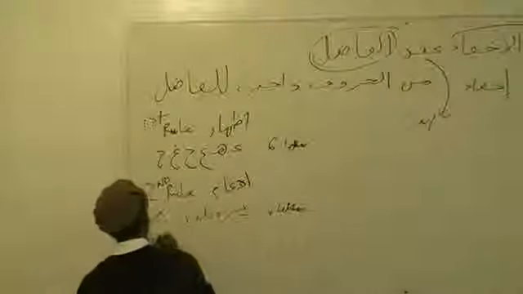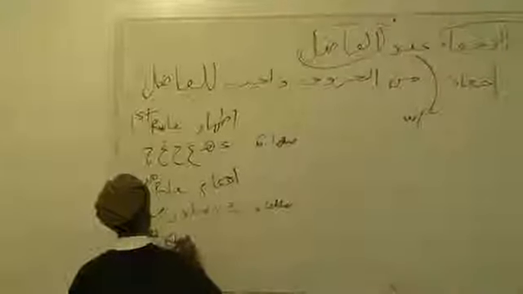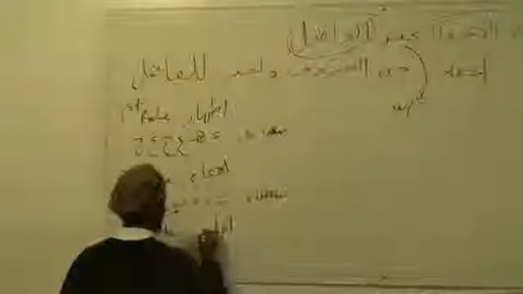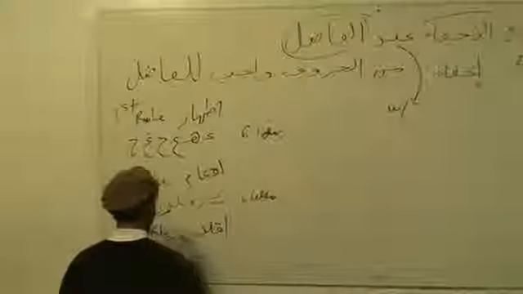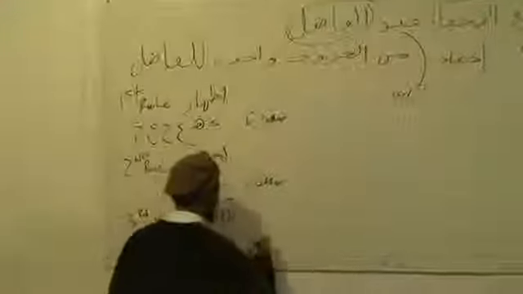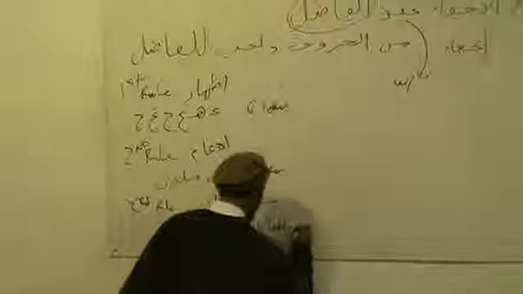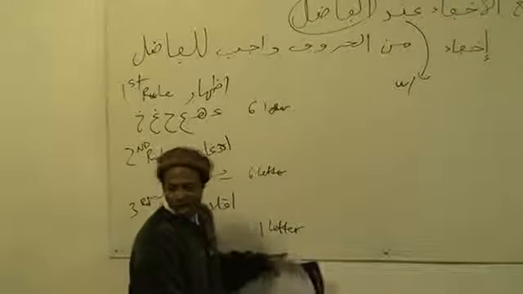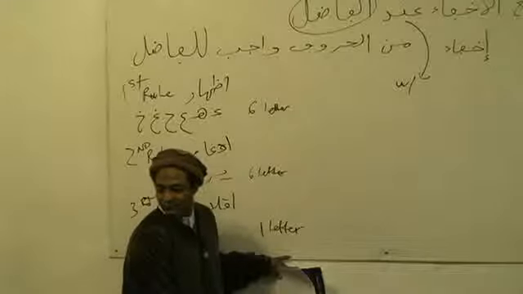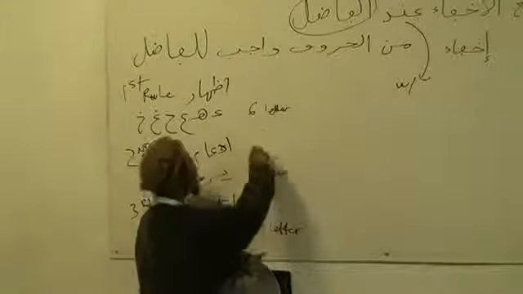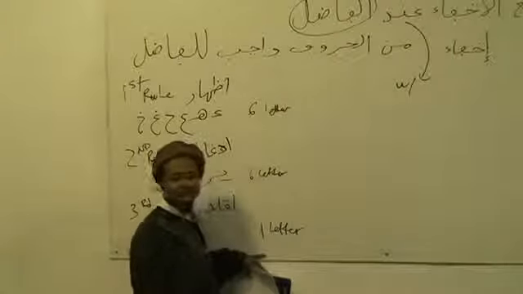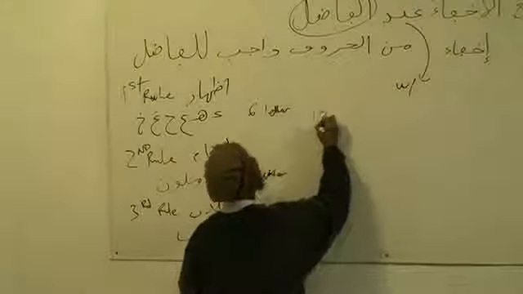Now, what's the third rule? Iqlab. And what's the rule for that one? How many letters? You didn't study. You didn't study at all. وَالثَّالِثُ الْإِقْلَابُ عِنْدَ الْبَاءِ. Right? Ba. One letter. So here you have 6, 6, 1. How much is that? 13 letters.